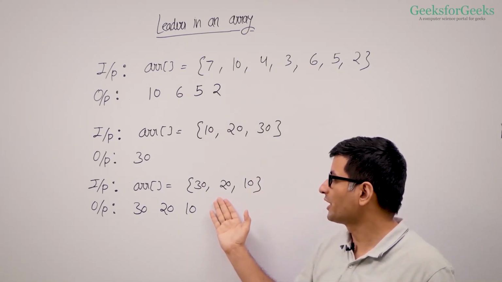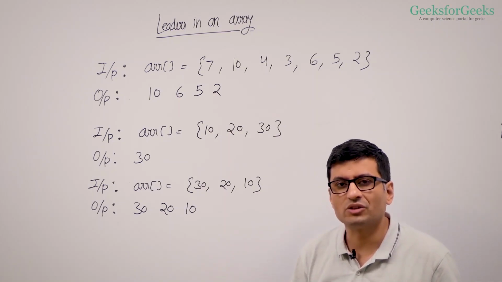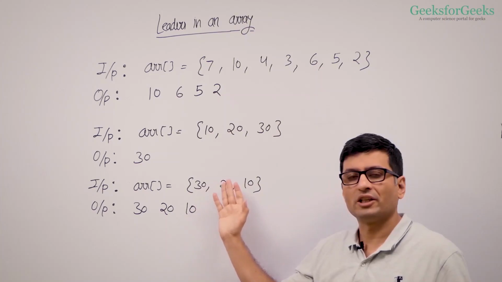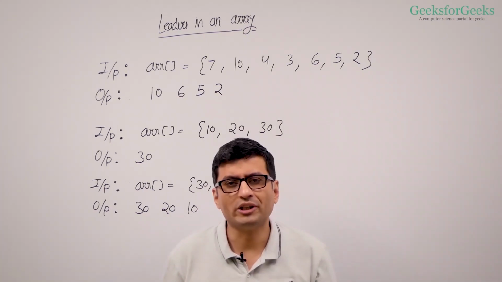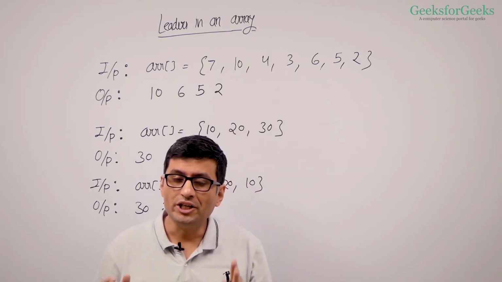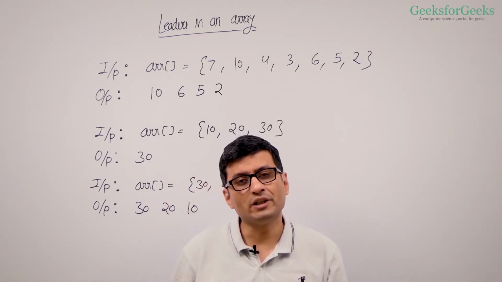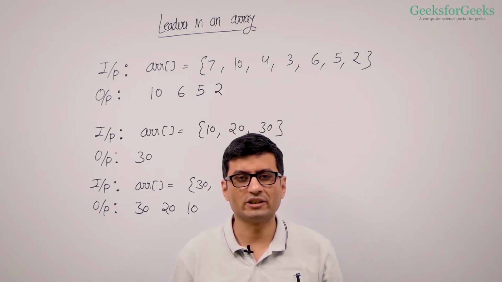Let's now talk about this array which is sorted in decreasing order. If your array is sorted in decreasing order, then every element is a leader because for every element there is nothing on the right side which is greater than this element. One last thing about leaders, a leader has to be greater than all the elements on the right side. So even if there is an element with the same value, then this element is not considered a leader.